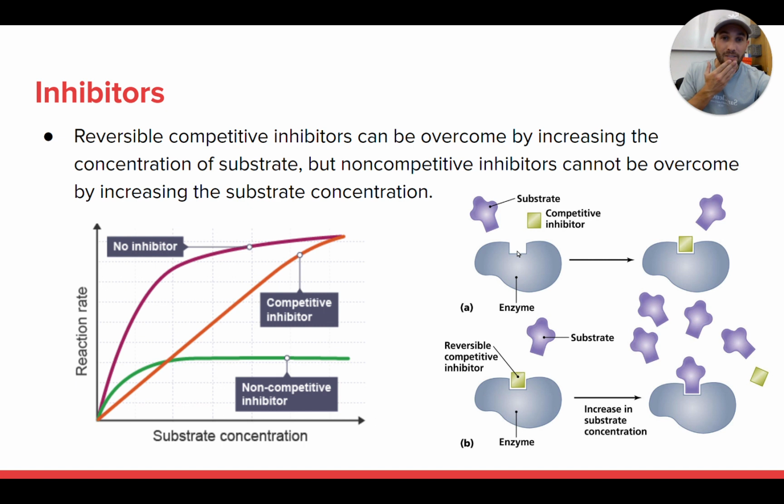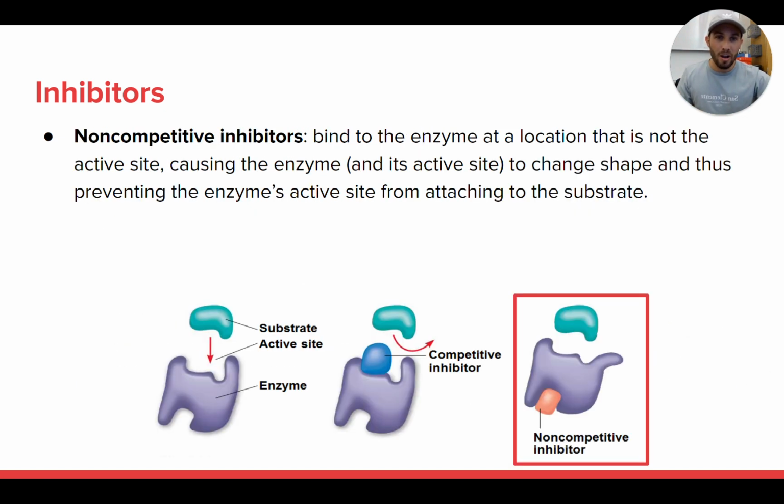Now, that's different if you have a non-competitive inhibitor. If you have a non-competitive inhibitor, it really doesn't matter how much substrate you have, because they're not competing for the same spot. So you could have thousands and thousands of substrate molecules that this enzyme is surrounded by. But if you only have a few non-competitive inhibitors, all they have to do is just walk up. They just have to bind to this other location on the enzyme, and it's going to stop the enzyme from being able to work.